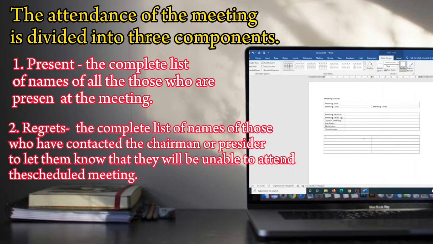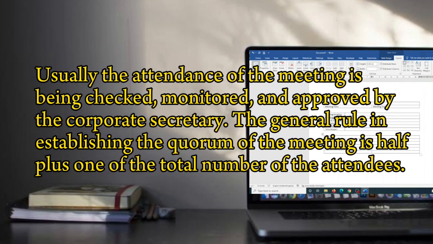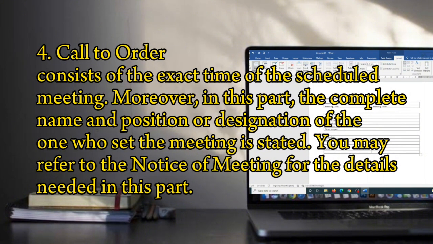The second is regrets: the complete list of names of those who have contacted the chairman or presider to let them know that they will be unable to attend the scheduled meeting. And the third one is absent: the complete list of those who are absent at the meeting. Usually, the attendance of the meeting is checked, monitored, and approved by the corporate secretary. The general rule in establishing the quorum of the meeting is half plus one of the total number of the attendees. The fourth one in creating the minutes of the meeting is call to order.